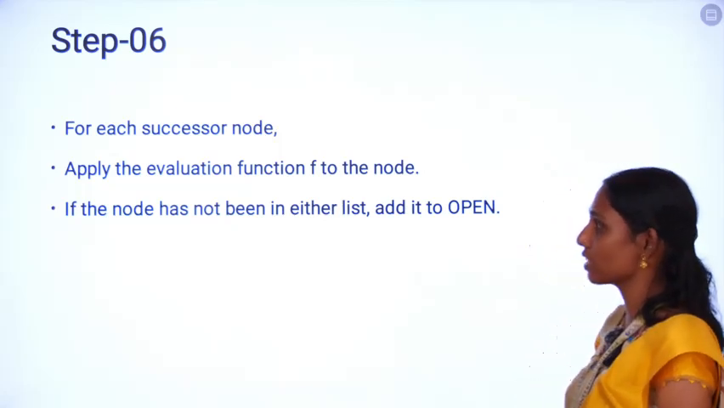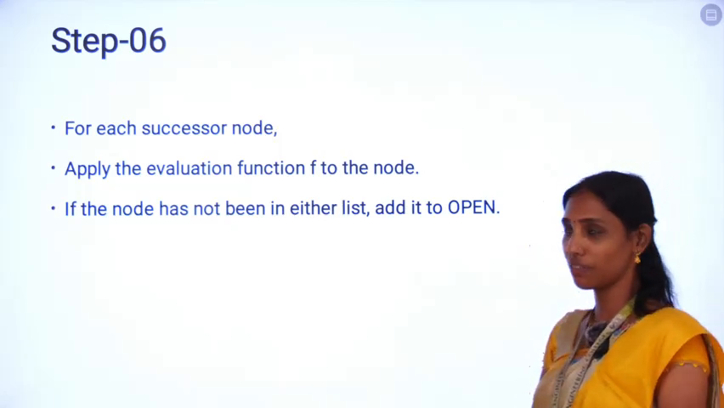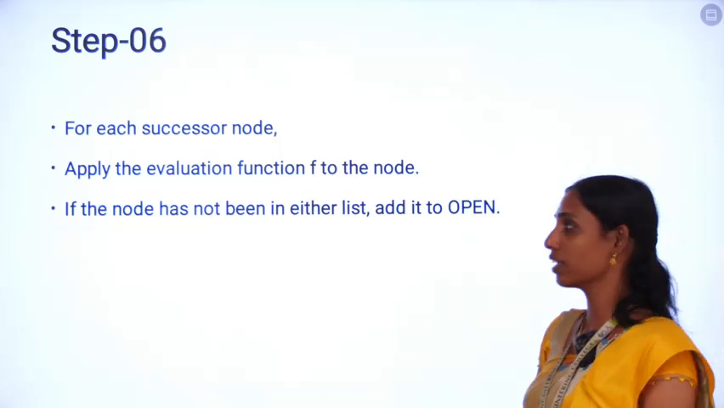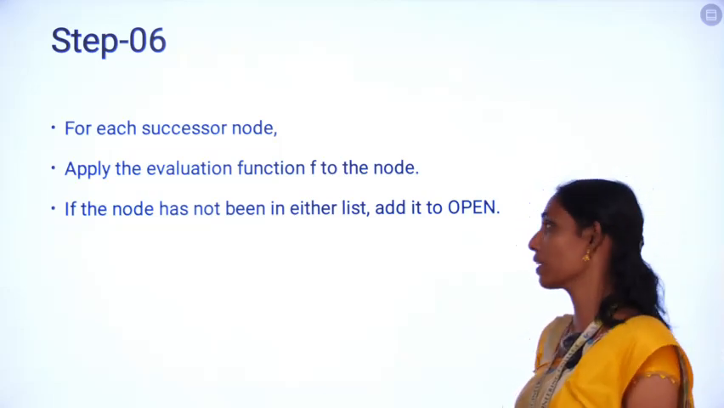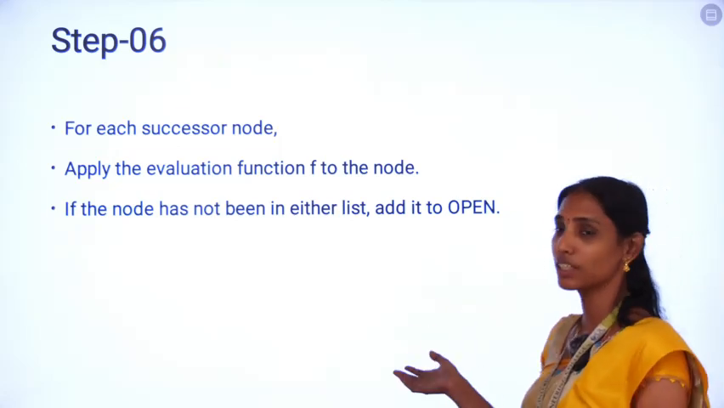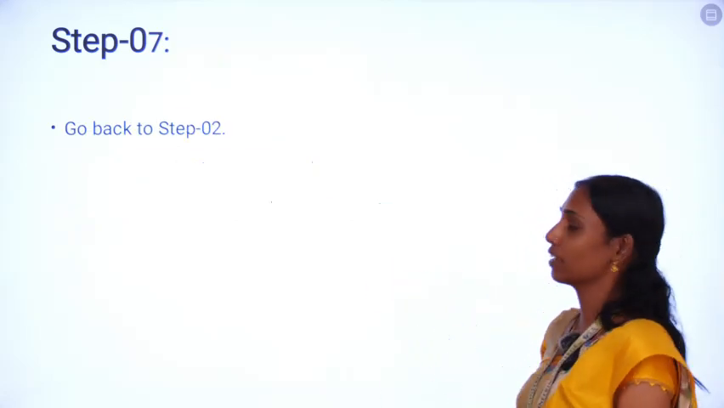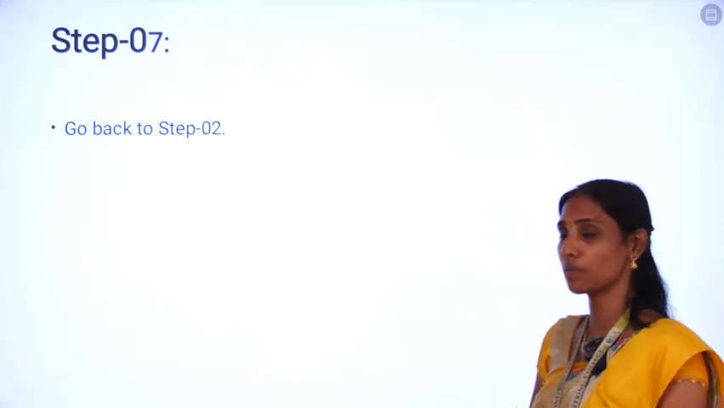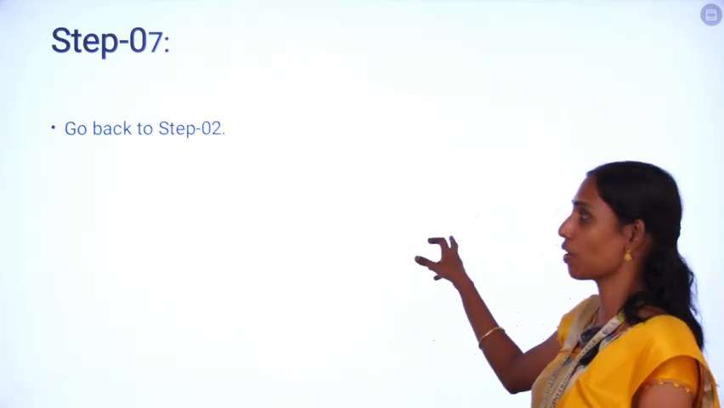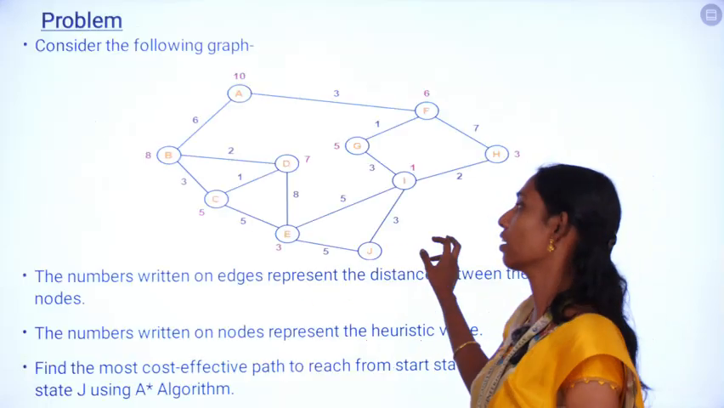For each successor node, we apply the evaluation function to find the node value, and if the node is not in either of the lists, it is added to open. Then the last step is to go back to step 2. That is, you repeat this process until you get the goal node.